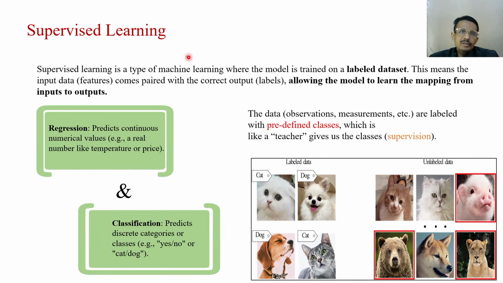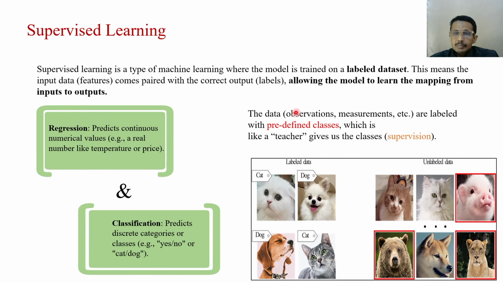Okay. We will start with supervised learning. So first of all, what do we mean by supervised learning? Supervised learning is a type of machine learning where the model is trained on a labeled data set. So first you have to understand what we mean by a labeled data set. Here you see these images. The image is given and it is labeled. Look, this is a cat image. This is a dog image. This is another dog image, it is labeled. This cat image is labeled.